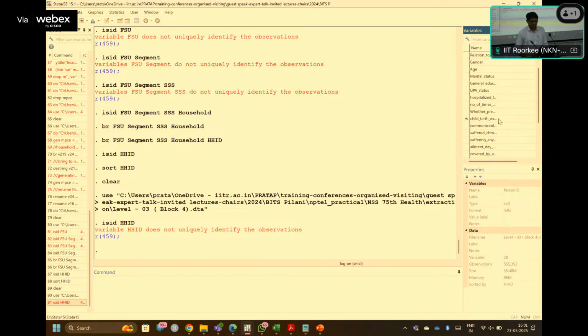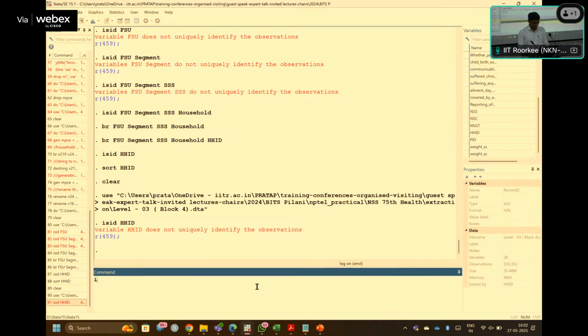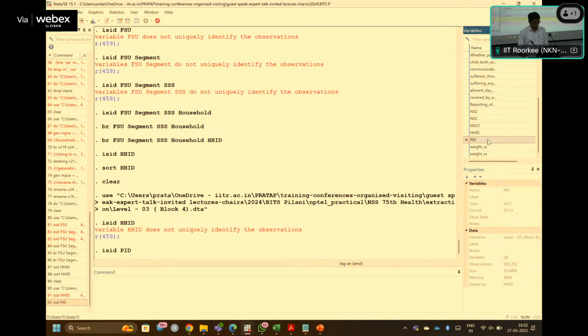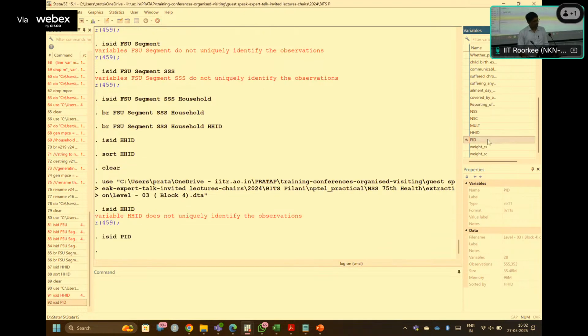HHID plus person ID is your PID. I created PID. Then if I check PID, I'm sure it is uniquely identified. Now two things are guaranteed. In this data set, PID as a variable is uniquely identified, but HHID is not. But in the other household file, HHID is uniquely identified. There was no question of PID because that is at the household level.